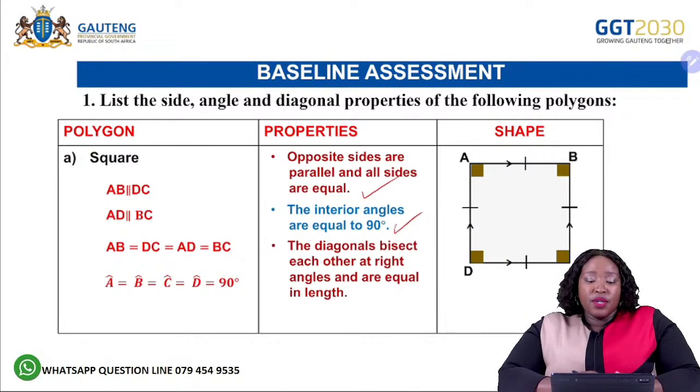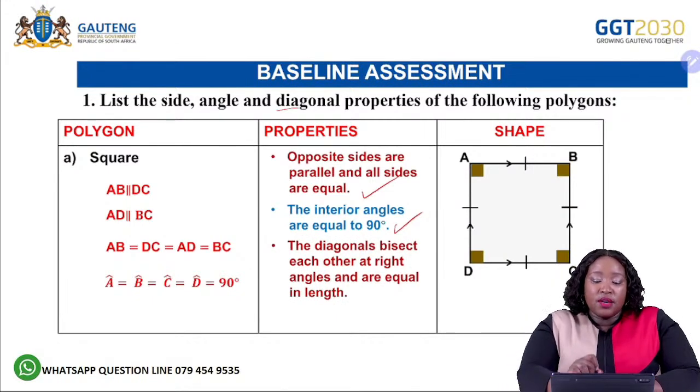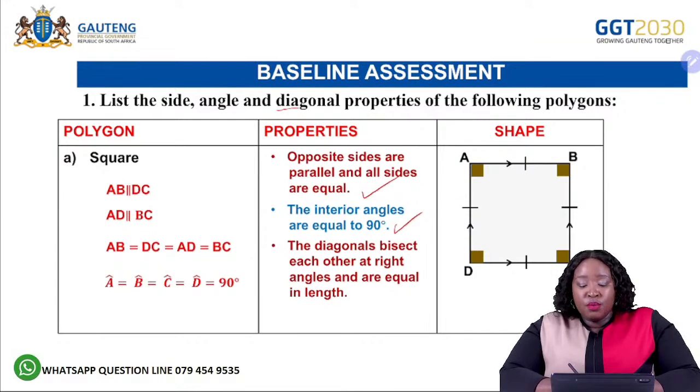Yeah, then the next thing we need to discuss are your diagonals, right? So your diagonals would be the lines that go from A to C, and also from D to B, okay?